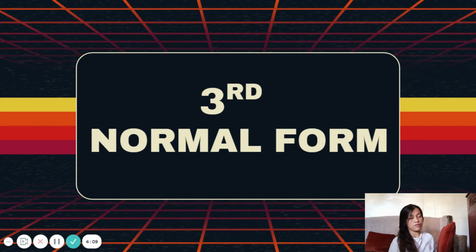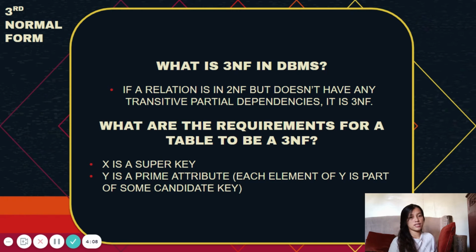Let's get through the third normal form. What is the third normal form in DBMS? If a relation is in second normal form but doesn't have any transitive dependencies, then it is in the third normal form. The third normal form method is used to reduce data duplication. It is also used to make sure of the integrity of the data. If no transitive dependencies exist between non-prime attributes, then the relation must be in third normal form.